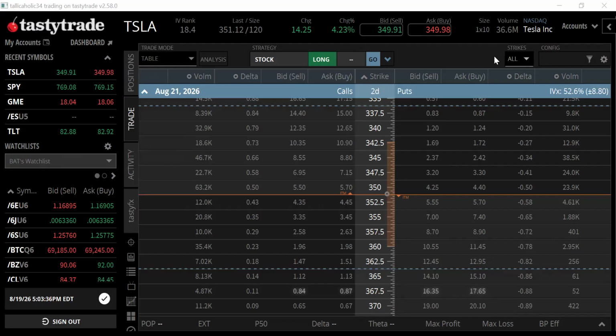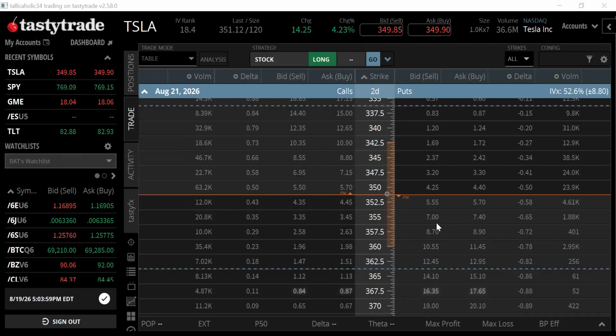The first thing we're going to look at before placing an options trade is: is our option going to be trading in the money or out of the money? That is the main thing to look at first. For calls, your in the money options are going to be any strike price that is less than the overall stock price. So for Tesla, let's say it's trading at 351, then 350 and below, those strikes are going to be considered in the money.